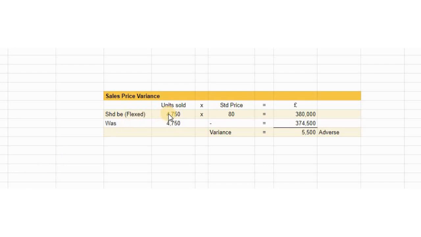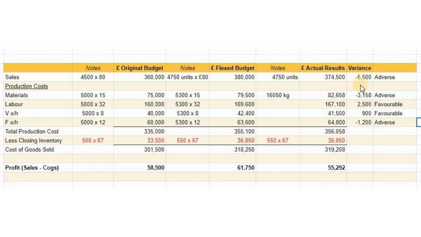So we take a look at the actual units sold. The way I do it is that this is from the flexed budget, and so the actual units sold by the standard price shows that we should have had revenue of 380,000, but the actual revenue was 374,500. The actual revenue is less than the flexed expected revenue, and therefore the difference is an adverse variance. Going back to the table, we already see the adverse variance there, so it's already been calculated, and the way I just showed you is just a tabular format of looking at it.